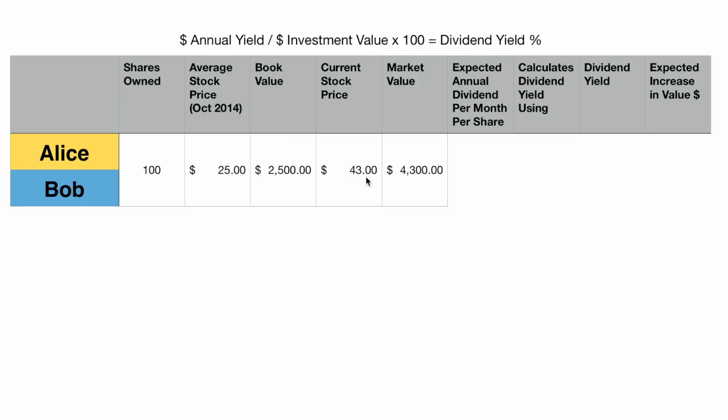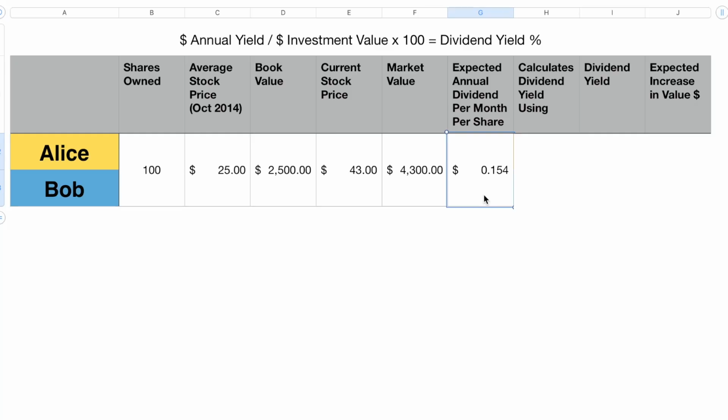Now, if we look at the current stock price is $43, we can calculate out the current market value. Easy calculation, 100 shares times current stock price equals the market value, so $4,300. And we have to make certain assumptions in these videos. So in this video, moving forward from this point, we're going to assume that there will be no value increase in the stock price itself.